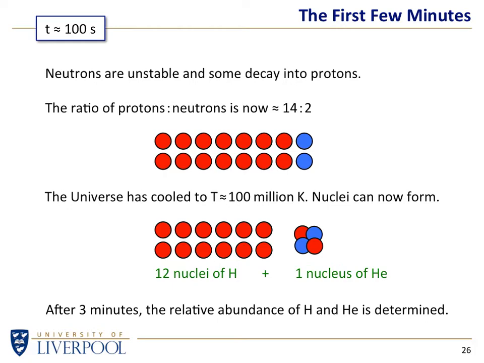After 3 minutes, the relative abundance, how much hydrogen are we going to generate in the universe? How much helium are we going to generate in the universe? After 3 minutes, it's decided. From here on, the universe is too cold to actually change that ratio. The ratio has been decided by the amount of energy they've had up till now to form these bonds and form these structures.